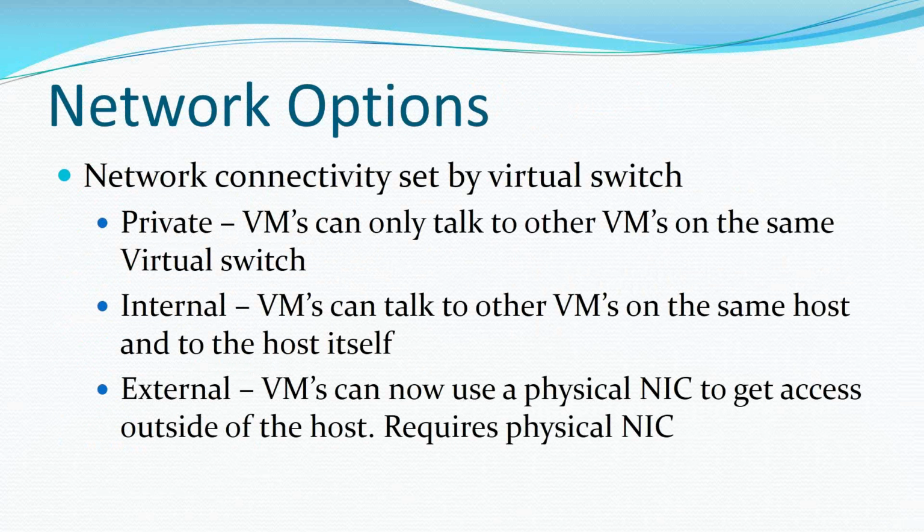So, with networking, you have what's called a virtual switch. This is a switch you set up for Hyper-V, and that determines the connectivity levels your VMs have. So we've got three options there. The first one is the private. A VM on a private switch can only talk to other VMs on the same private switch. So if you have multiple private switches, they can't talk to each other.